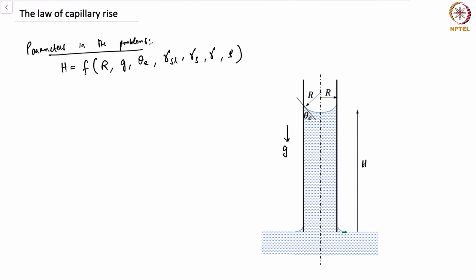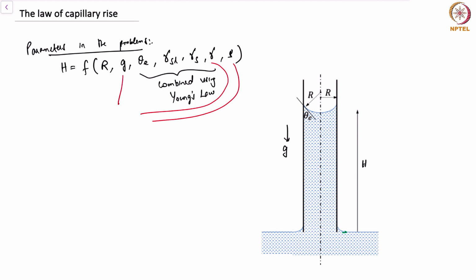But some of these parameters can be combined through Young's law. The difference in the surface energies of the solid and the solid-liquid interface, divided by the surface tension of the liquid, gives us the cosine of the Young's angle. Now, if you look at the other parameters, surface tension, density, and gravity g, these three parameters combined give us the capillary length, which is the square root of gamma by rho g. This is one length scale, the capillary length. The other length scale is the radius of the tube.